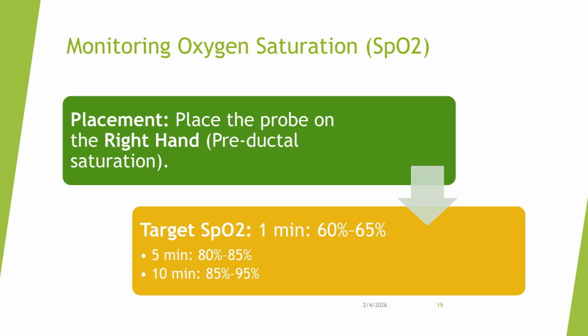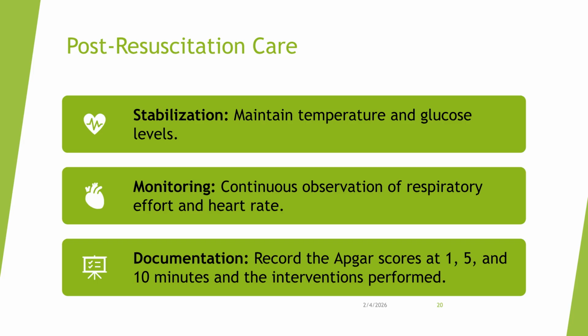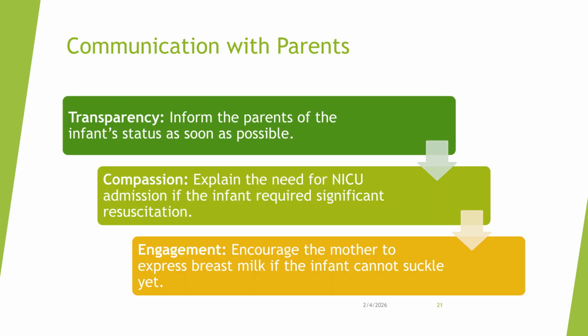When monitoring oxygen saturation, place the probe on the right hand for preductal saturation. Target SpO2 levels range from 60% to 65% at 1 minute, up to 85% to 95% by 10 minutes. Post-resuscitation care involves stabilization, maintaining temperature and glucose levels, and continuous monitoring of respiratory effort and heart rate. It is also important to document APGAR scores and interventions performed.